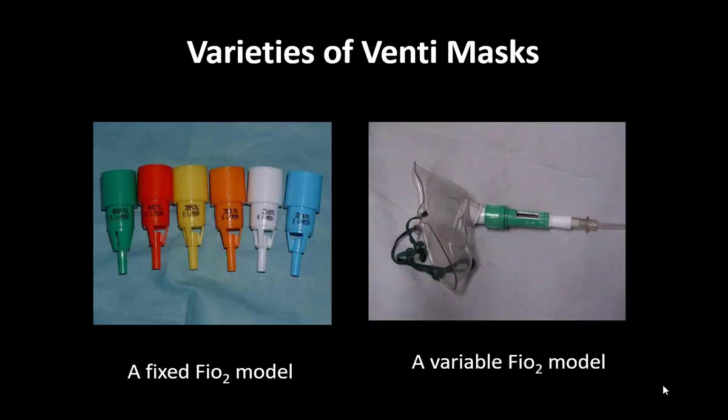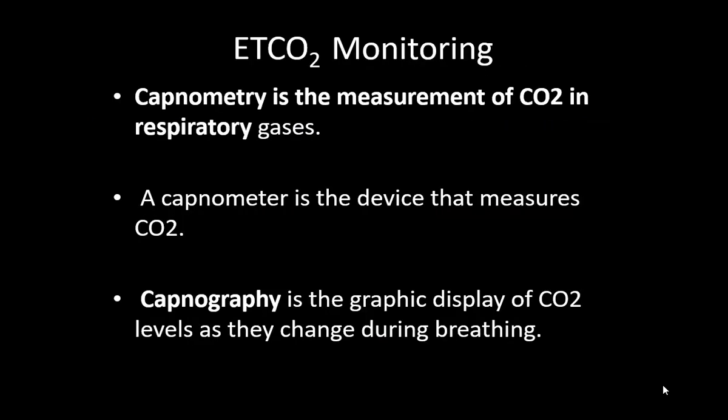Now high flow systems. These are the Venturi masks. There are two types, fixed FiO2 model and variable FiO2 model. Which type of device is this? Fixed performance device. So we use it in patients with COPD where we have to titrate the FiO2. Okay. So the maximum FiO2 is given by the green connector at 15 liters of oxygen, which provides 60% FiO2. Okay. Now EtCO2 monitoring.